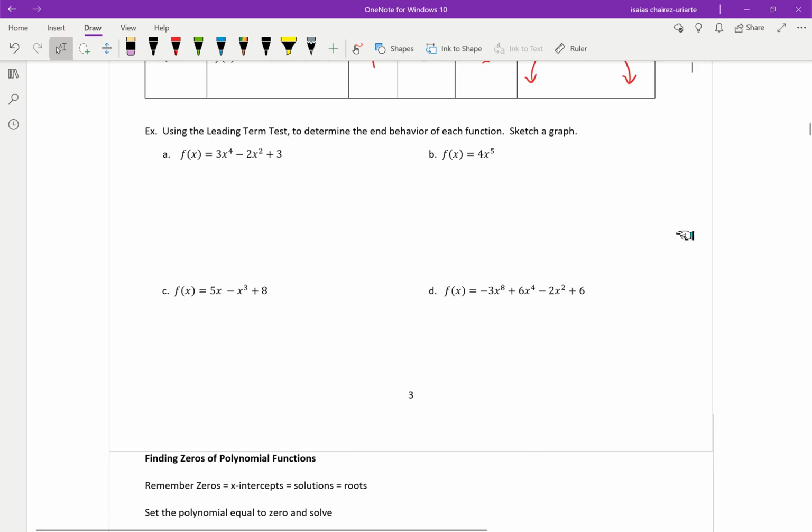So we are going to use the leading term test to determine the end behavior of each function. The end behavior means we're going to have to answer these questions. As x goes to positive infinity, what happens to my f of x? As x goes towards negative infinity, what happens to my y's? And remember, f of x and y are kind of synonymous. And then we're going to have to make a quick little sketch of the thing. All right, so pause the video and answer these 4 questions about end behavior of polynomials and try to get some little sketches of these graphs.